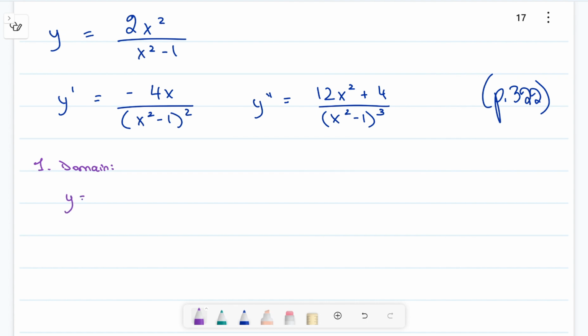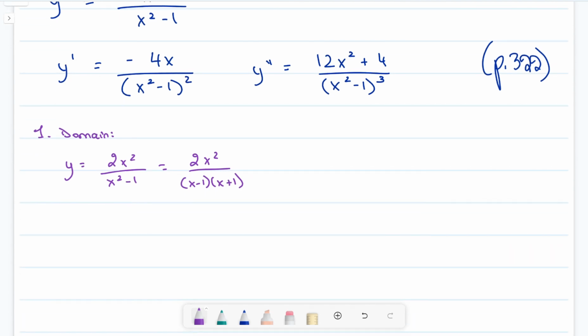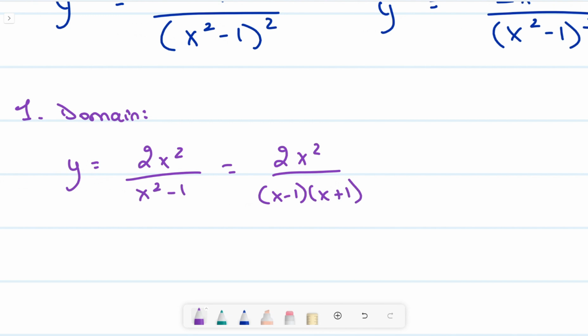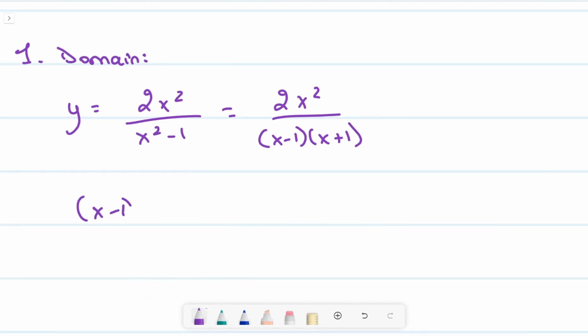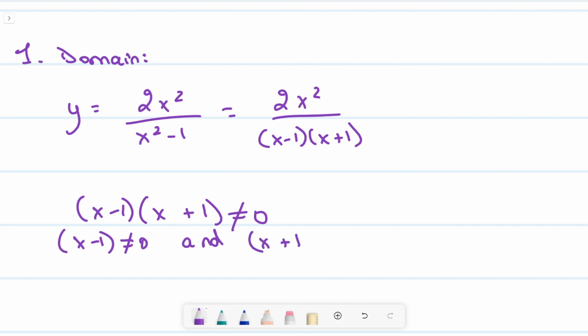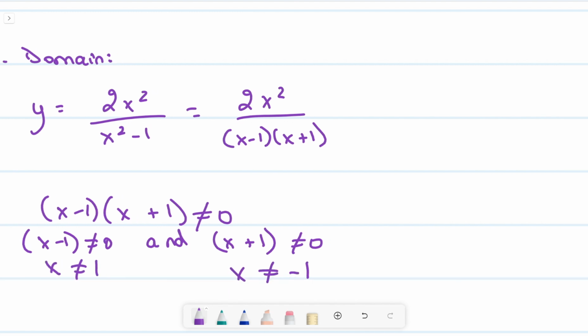So this is our curve 2x squared divided by x squared minus 1. We can simplify the denominator and get x minus 1, x plus 1. So where does this curve not exist? Are there any conditions on it? You can notice that the numerator is okay, it can exist for all real numbers. However, the denominator should be different than 0. So x minus 1 times x plus 1 should not be 0. So x minus 1 should not be 0, and x plus 1 should not be 0. Therefore, x is different than 1, and x is different than negative 1.